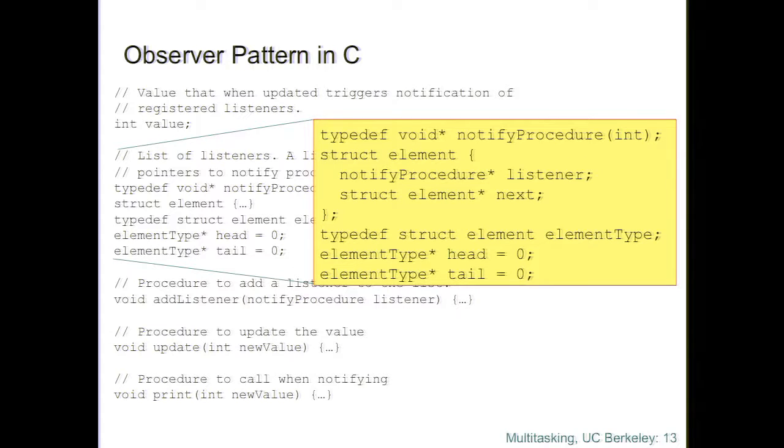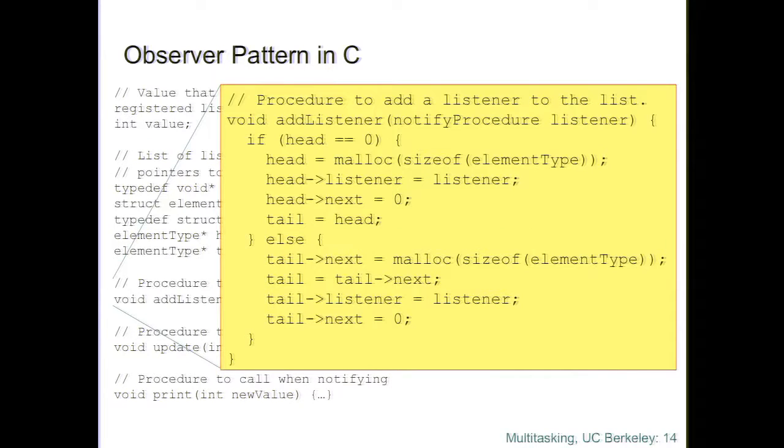If the head is not null, it's pointing to one of these elements, which has a pointer to a procedure and a pointer to the next element. If it's the last element in the list, the pointer to the next element will be null. So everybody clear on, I mean, hopefully this is all old hat. You all know how to write linked lists. Okay, here's a procedure to add a listener to the list.